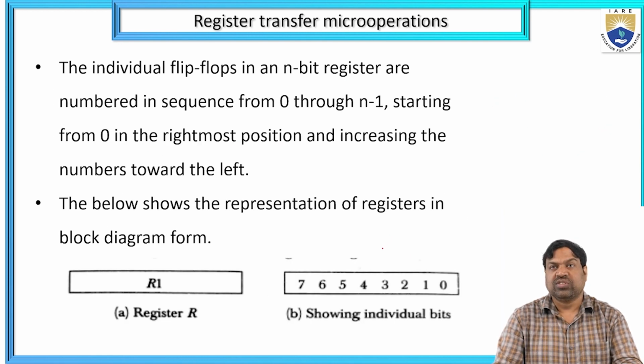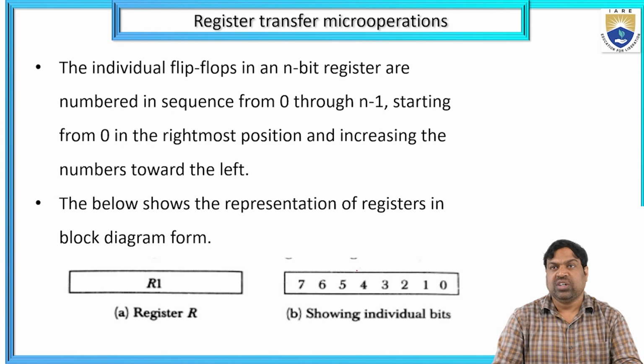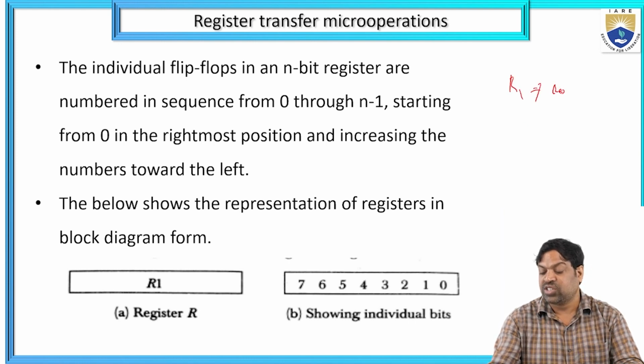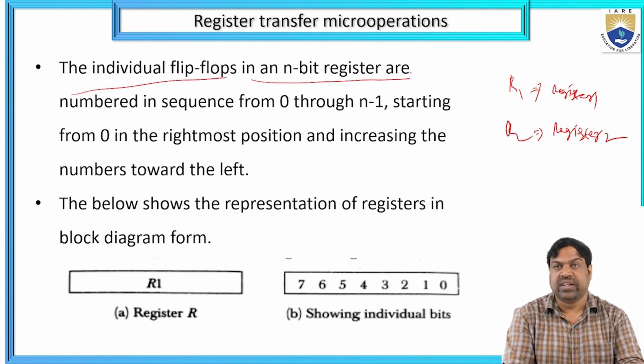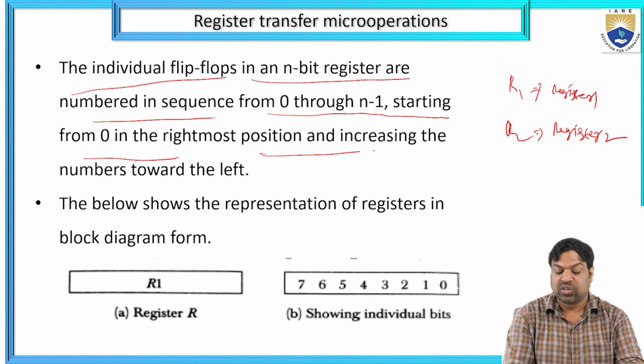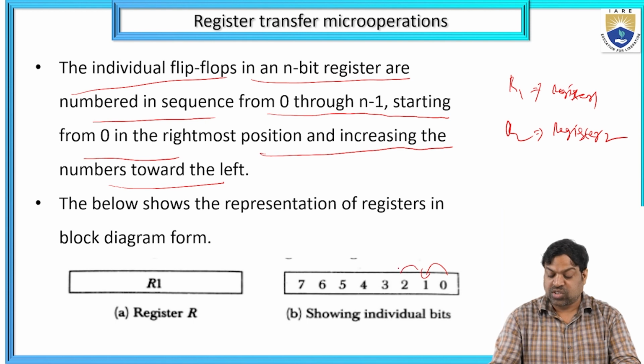The individual flip-flops in an n-bit register are numbered in sequence from 0 through n-1, starting from 0 in the rightmost position and increasing the numbers toward the left. The figure below shows the representation of registers. Here R1 means the register number is R1, R2 means the register number is 2. The individual flip-flops in an n-bit register are numbered from 0 through n-1, starting from 0 in the rightmost position, increasing the numbers toward the left.